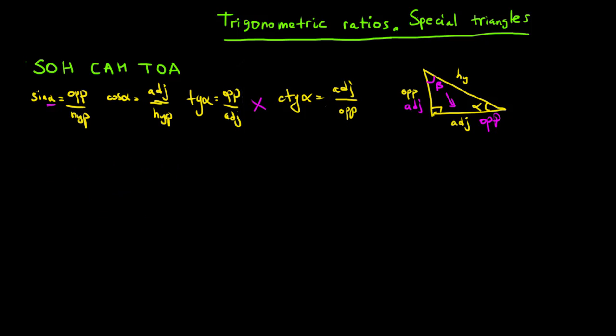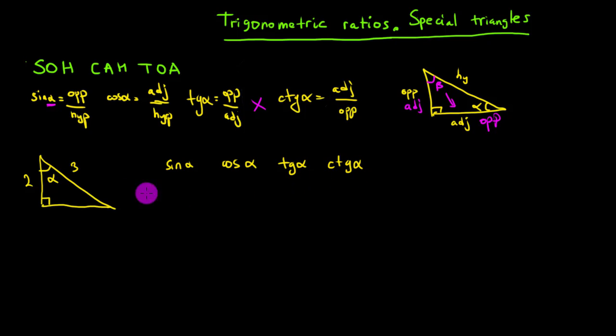So you have a right triangle. This is very important, that you only deal with right triangles. The hypotenuse is 3, and again you have this alpha angle here, and the one leg is 2. You have to find what is sine alpha, cosine alpha, tangent alpha, and cotangent alpha.